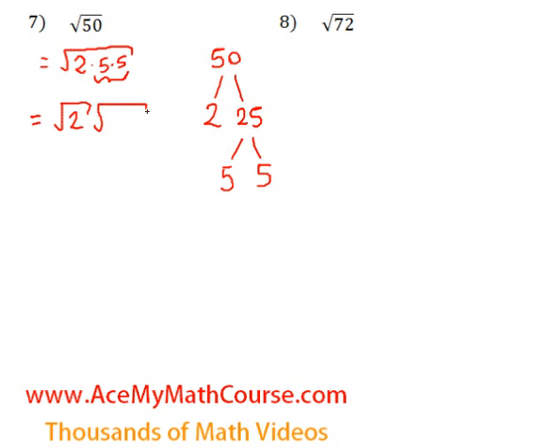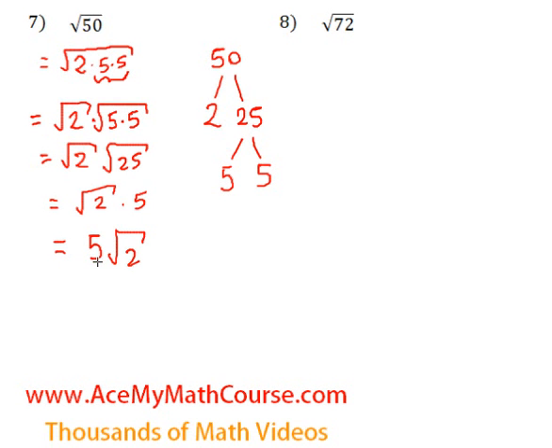So I'm going to break this down as the square root of 2 times the square root of 5 times 5. I can just split up square roots like that, since we're multiplying everything. Okay. Now, 5 times 5 is 25. And the square root of 25, of course, is just 5. So we have the square root of 2 times 5, or 5 square root of 2. It's always nice to put the number without the radical in front of the radical.